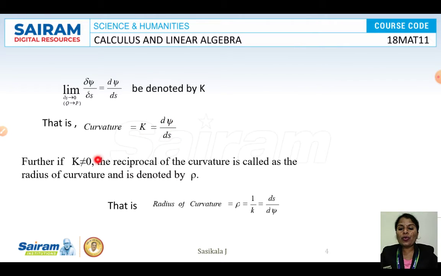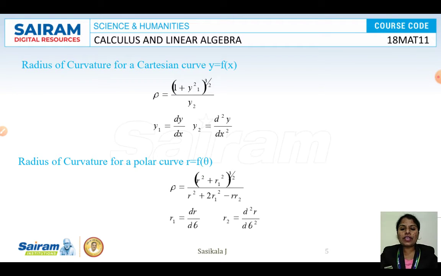Okay, suppose K is not equal to 0, then the reciprocal of this curvature is called the radius of curvature, and the radius of curvature is denoted by rho. So rho, the radius of curvature, is equal to 1 by K. K is d psi by ds, so 1 by K is nothing but ds by d psi. Okay. So this is your radius of curvature. The radius of curvature has two forms: one is Cartesian and the other is polar form.